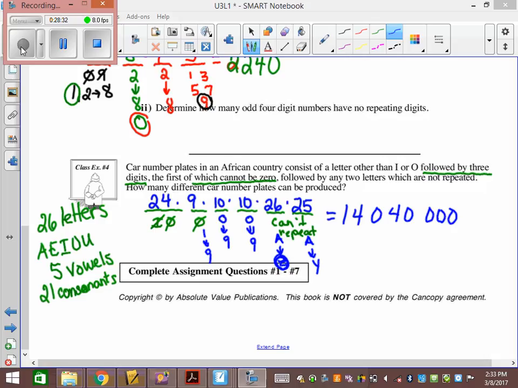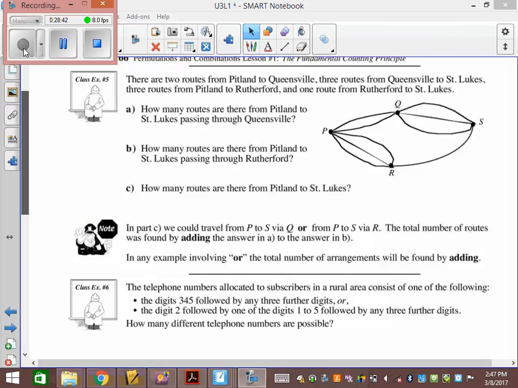For the next 15 minutes, you're going to work on the questions 1 to 7 in the book, and then we're going to come back. So 15 minutes, work on numbers 1 to 7.